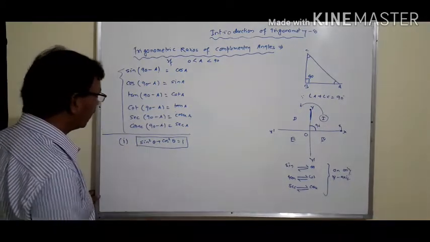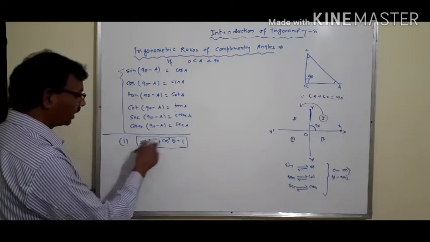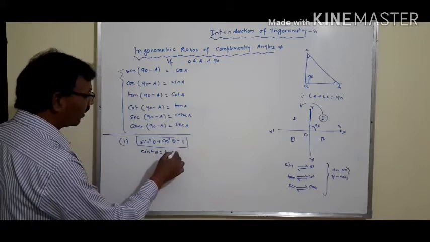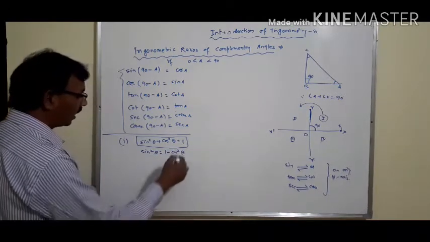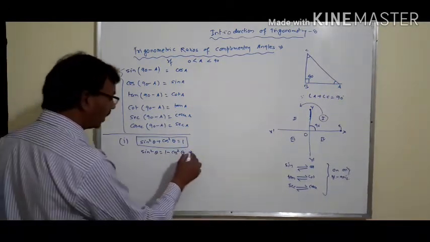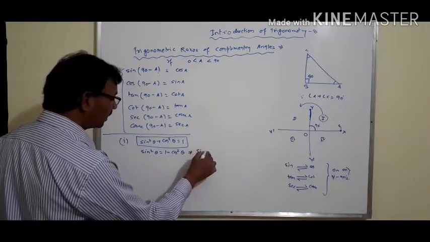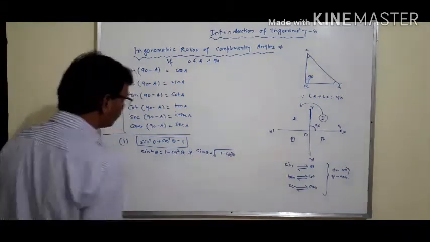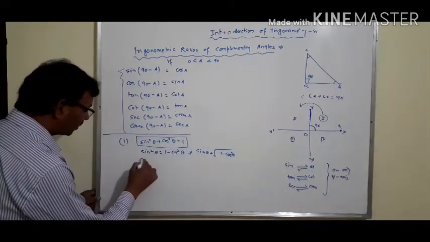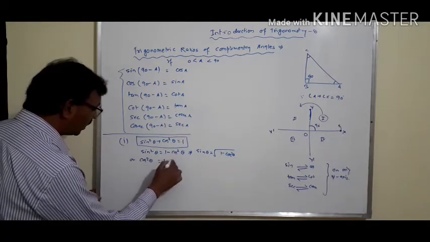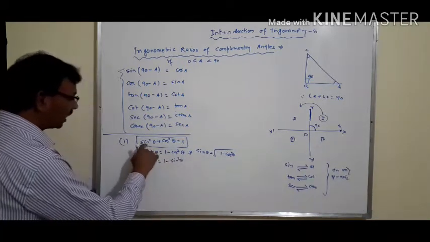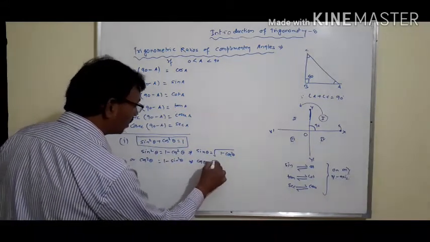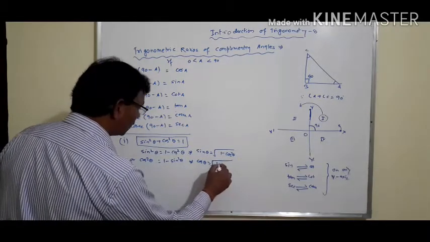From here you can derive two other identities. Sin square theta equals 1 minus cos square theta, and you can write this in the form: sin theta equals root under 1 minus cos square theta, or cos square theta equals 1 minus sin square theta. Transferring sin square theta to the right side implies that cos theta equals root under 1 minus sin square theta.